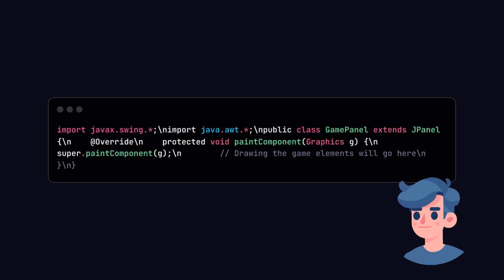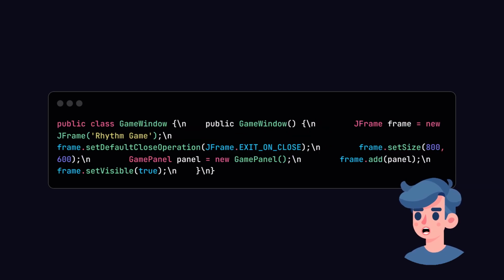In this code, we create a JFrame that serves as our game window. We set its default close operation and specify its size. Next, let's move on to our Game Panel class, which will handle the drawing of the game elements. Now we have set up the Game Panel class extending JPanel. The paintComponent method is overridden to enable us to draw game elements. Next, we need to add the Game Panel to our game window.